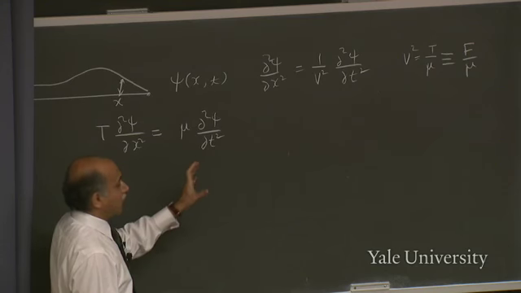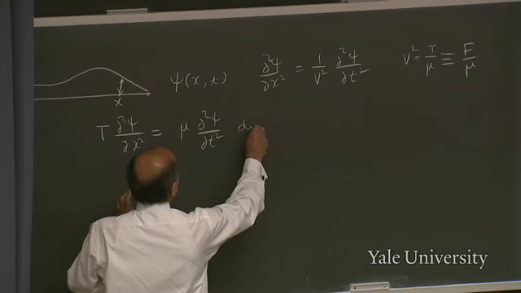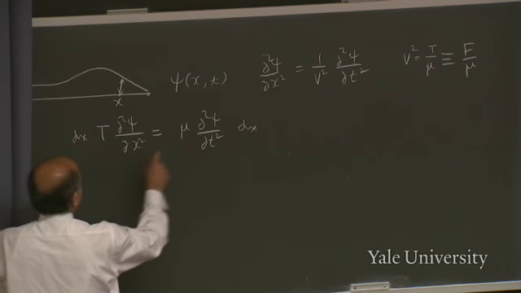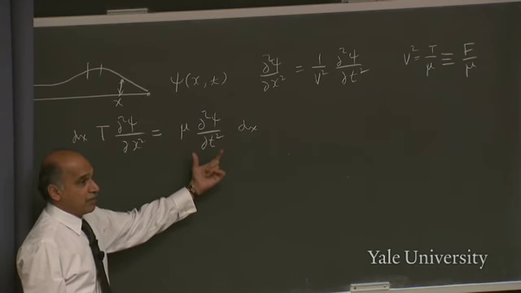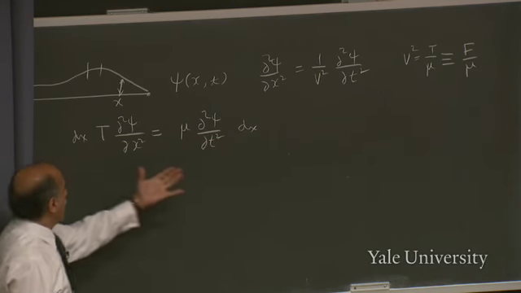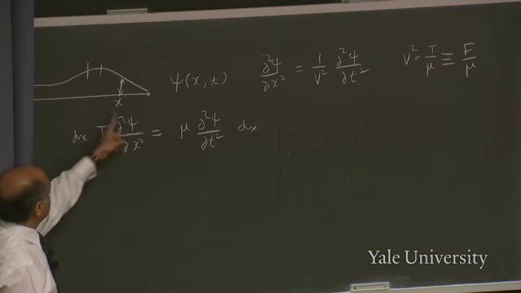So imagine a tiny segment of width dx. If you multiply both sides by dx, that is the mass of a little segment. Mu times dx is the mass. This is mass times acceleration. The left-hand side is the force on it. Why is this the force?